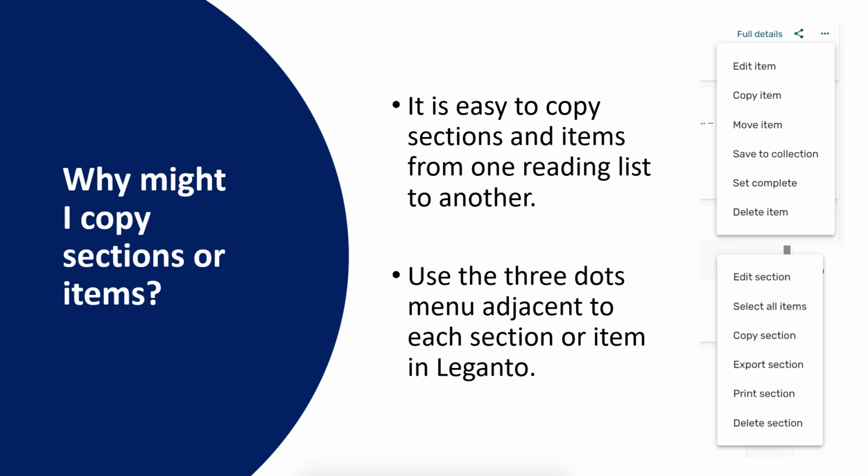Everything in Leganto will have 3 dots next to it, adjacent to both the sections and the items, and this will open up menus that look like what we see here on the screen that give you a range of options.